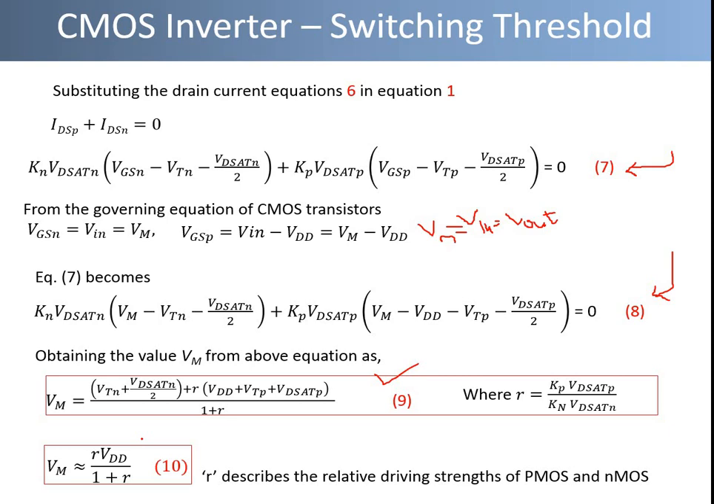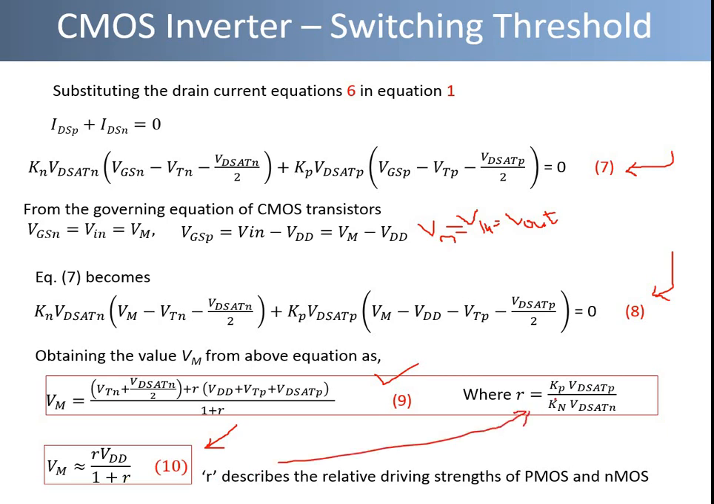For practical purposes, the VD sat P is normally equal to VD sat N and it is in opposite polarity. Similarly, threshold voltages of PMOS and NMOS transistors are almost equal but with opposite signs. So solving this equation and cancelling out the identical terms, we come up with a simple approximation which gives the switching threshold Vm nearly equal to R times VDD divided by 1 plus R, where R is this factor.